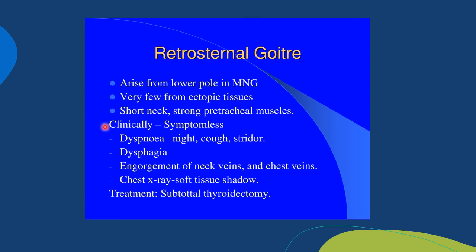Clinically, many of them are asymptomatic. If they develop symptoms, it's usually dyspnea at night with cough and stridor, dysphagia, and engorgement of the neck veins and chest veins, and these can be diagnosed by chest X-ray, soft tissue shadow in the upper mediastinum. Treatment is subtotal thyroidectomy.